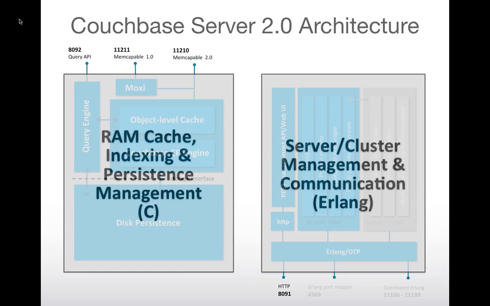The key ports are 8092 for querying views, 11211 for backwards compatibility with Memcached, 11210 for our internal clients and our client SDKs, and then port 8091 is our configuration port and our admin interface. And then there's a number of ports for the Erlang communication between nodes.